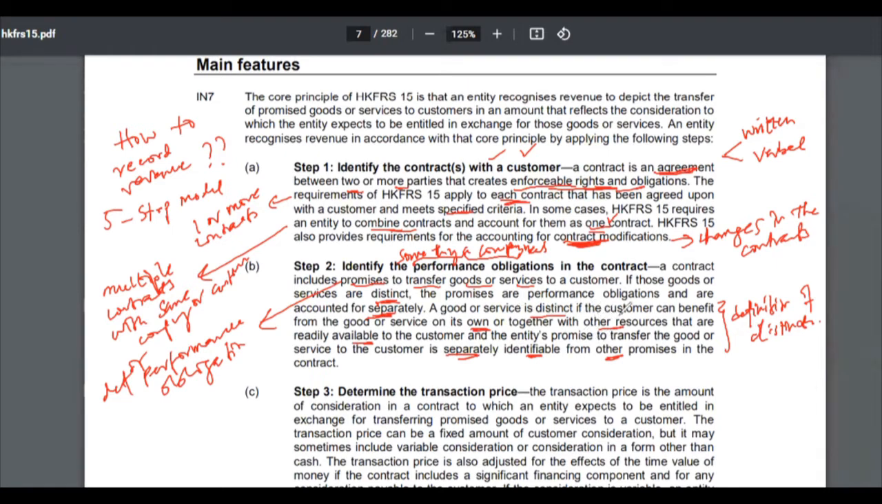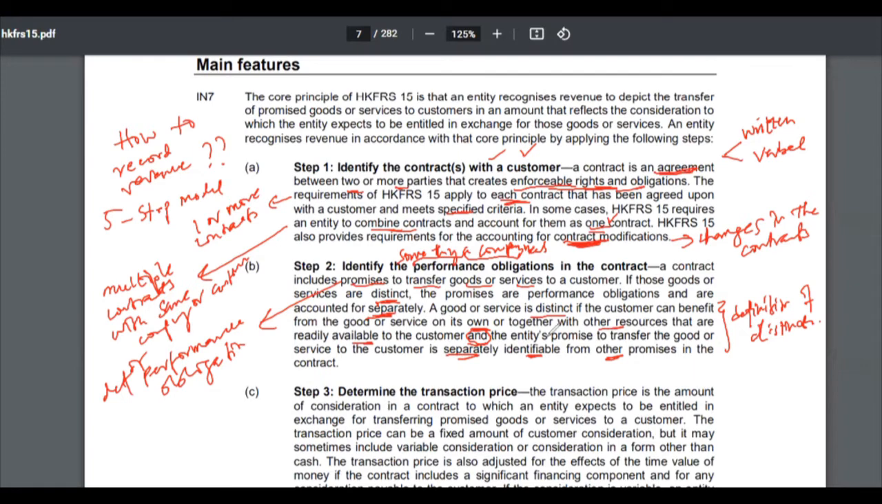A good or service is distinct if the customer can benefit from the good or service on its own, or with resources readily available to the customer. And you see here they have used the word "and": the entity promises to transfer the good or service to the customer. So the customer can use that product on its own or together with readily available services in the market, and the entity's promise to transfer the good or service to the customer is separately identifiable from other promises in the contract. That's what a distinct good or service basically means.